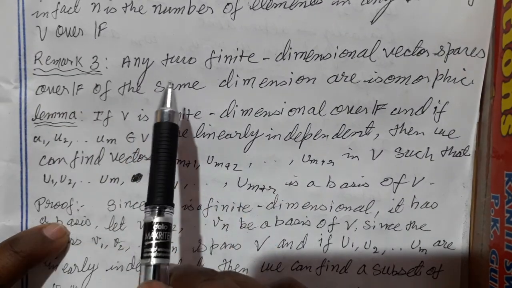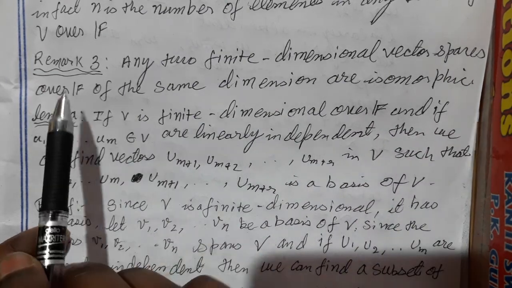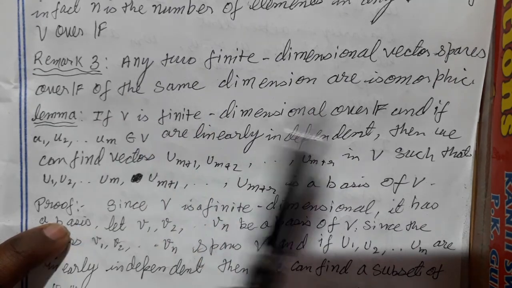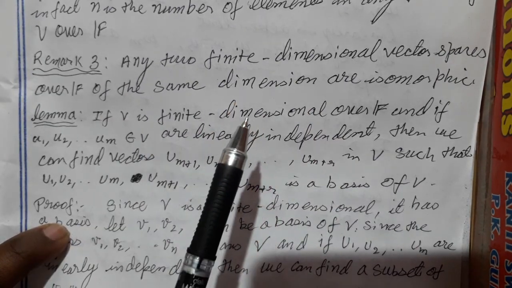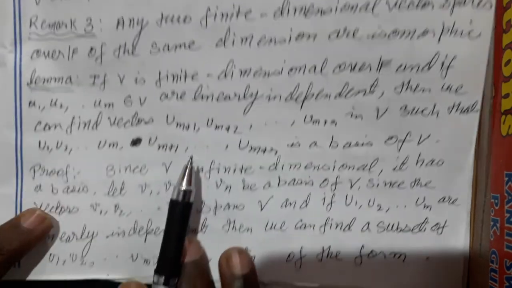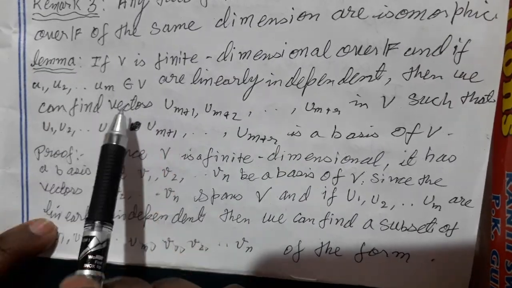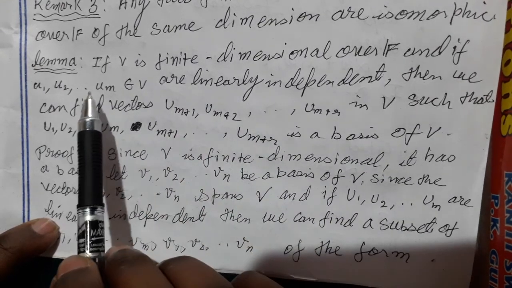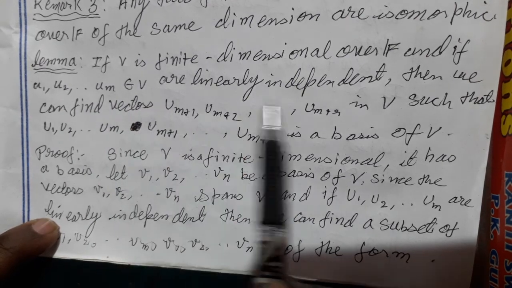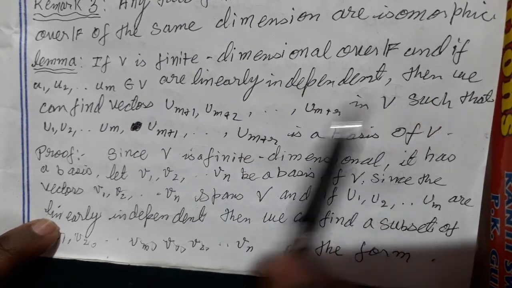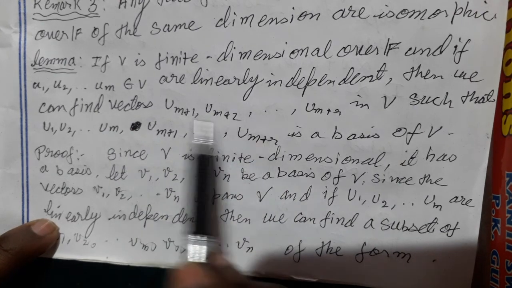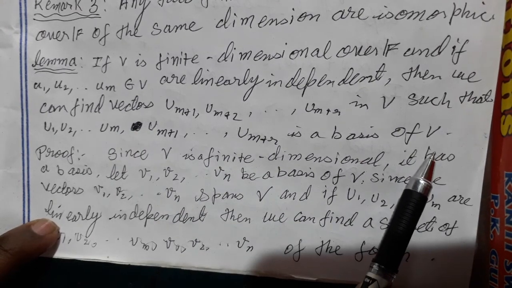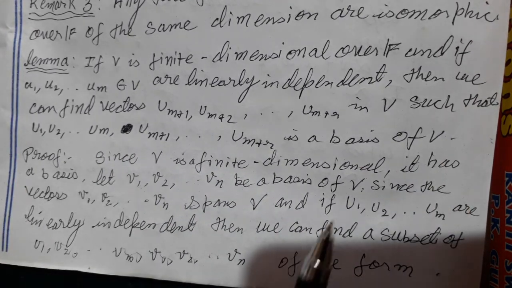Now remark 3 says that any two finite dimensional vector spaces over the field F of the same dimension are always isomorphic. So if you have any two vector spaces with the same dimension, then they will always be isomorphic. Okay, so now the lemma, we are going to prove this lemma. If V is finite dimensional over F, and if u1, u2, ..., um in V are linearly independent, then we can find vectors in V such that together they become a basis of V.